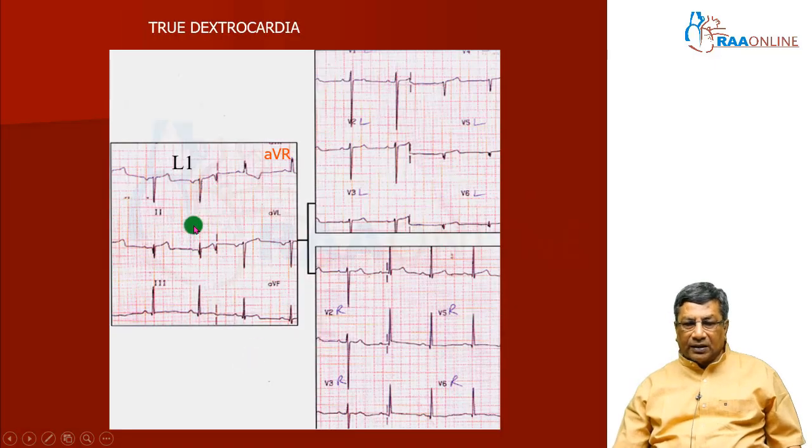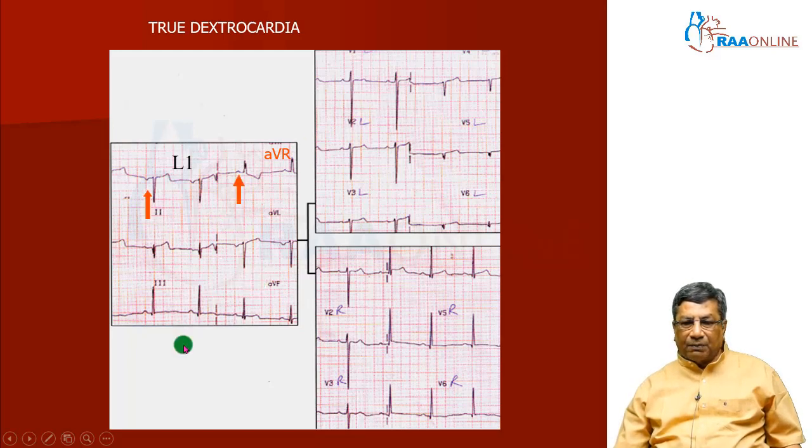You can see here that the P wave is inverted in L1 and upright in AVR. But look at the chest leads. The left-sided chest leads have no QRS, whereas the right-sided chest leads have progression of the R wave. That means your heart is on the right side. So, this is a true dextrocardia.